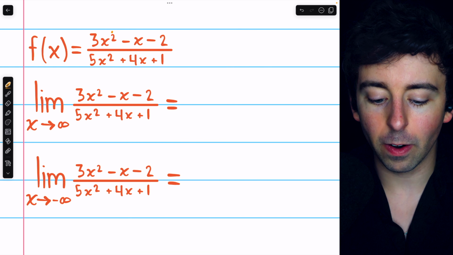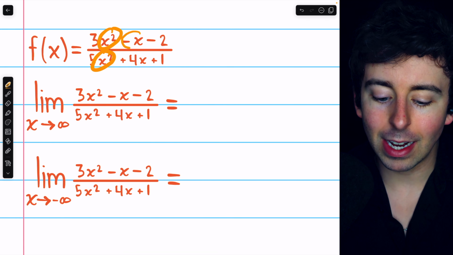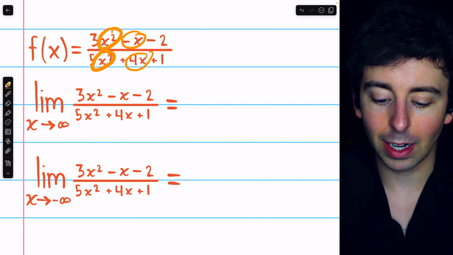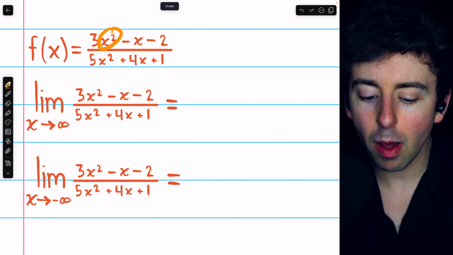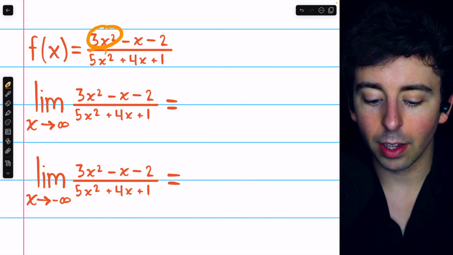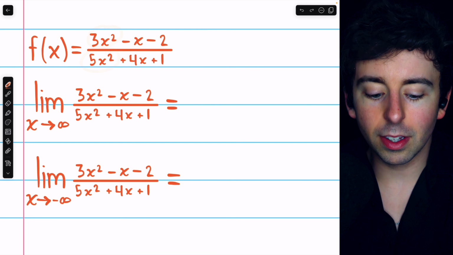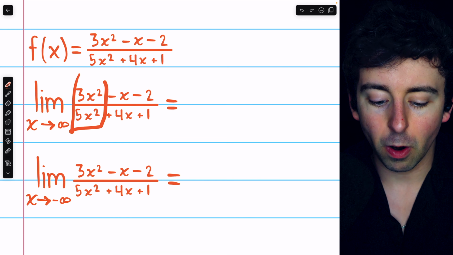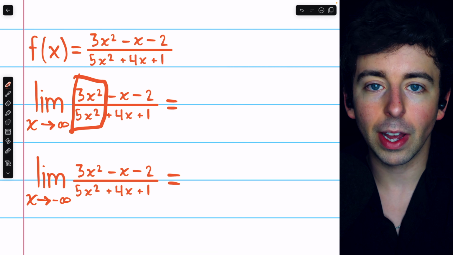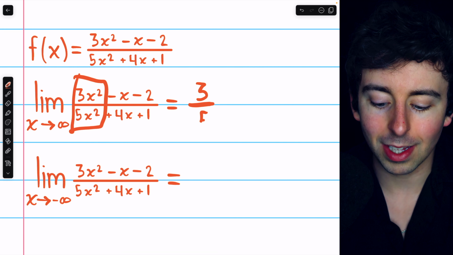X squared is going to be growing a lot faster than minus x, 4x, minus 2, and plus 1, which of course aren't growing at all. So in this way, the dominant terms are the ones of highest degree, 3x squared and 5x squared. So we could say, as x gets really big, the only terms that really matter are 3x squared and 5x squared. Their ratio is 3/5, and so that would be the limit.